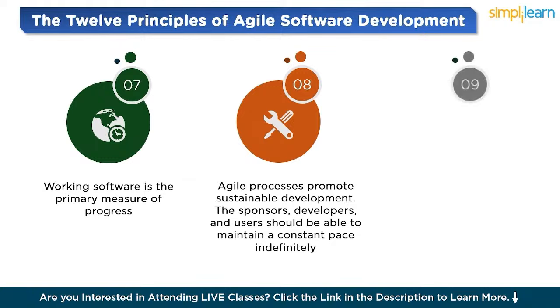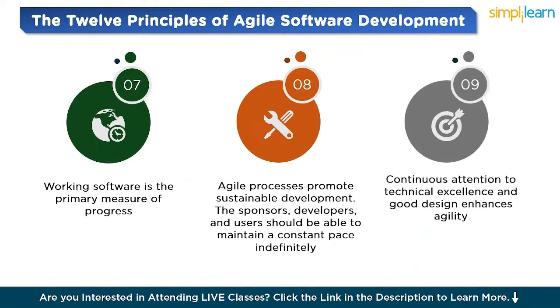Continuous attention to technical excellence and good design enhances agility. Any Agile team's main goal should be to provide value to the client. Therefore, a multi-skilled team that can manage all the project's technical components and offers the chance for continual improvement is crucial. For example, regularly refactoring code to improve its structure without changing its external behavior.